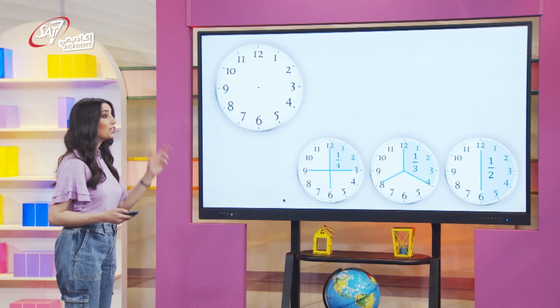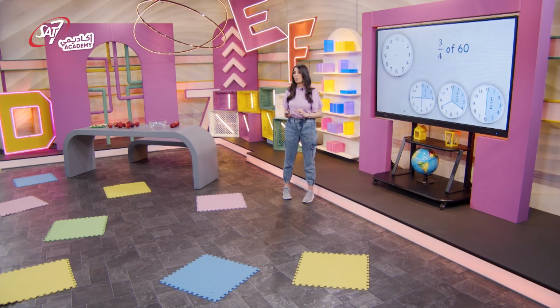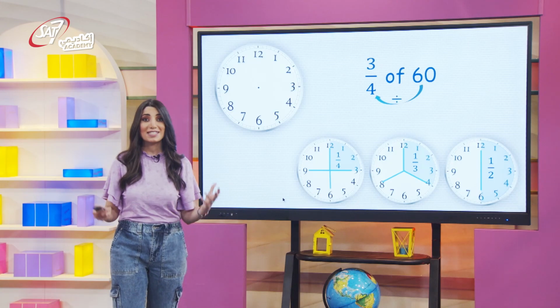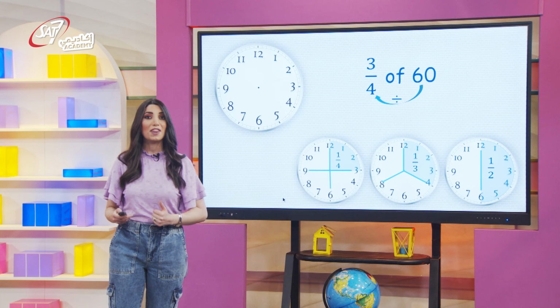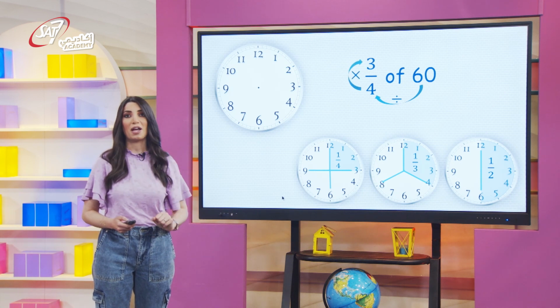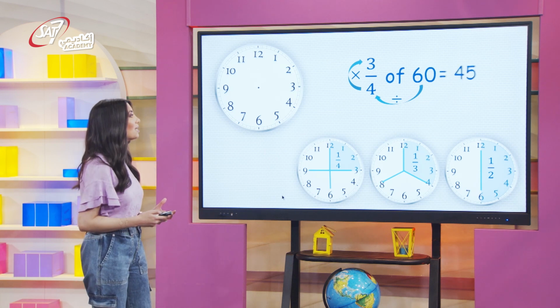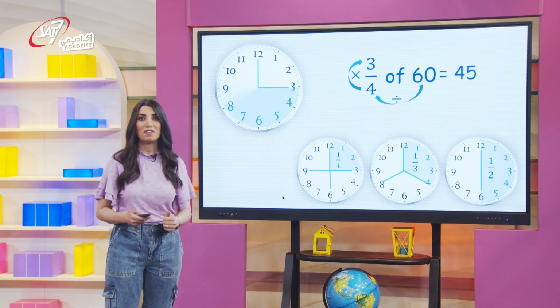How much is 3/4 of an hour? How much are 3 parts out of the 4? I divide 60 minutes by 4, then multiply by 3 this time. 60 divided by 4 is 15, and 15 times 3 is 45 minutes.